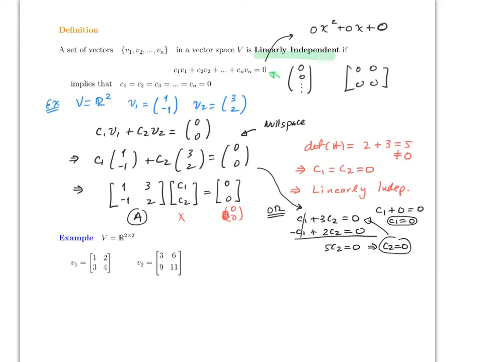Now, in this particular case, this actually makes more sense. It's more intuitive. But the reason why this is faster is because it's only 2 by 2. If the system was 3 by 3 or higher, then the Gaussian elimination will take longer to do. So therefore, it's better to find the determinant and check if it is 0 or not. All right, what about this one?